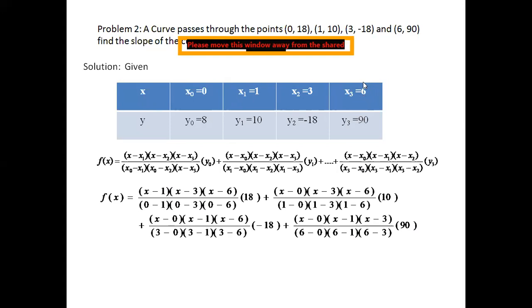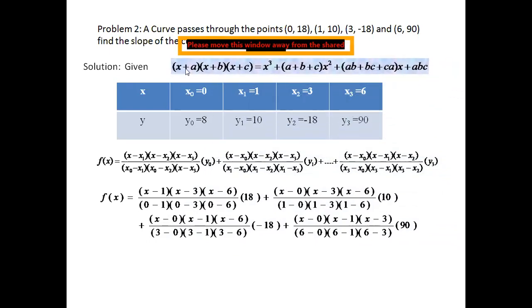That means satisfying all the 4 points, that means the curve which passes through all these 4 points. Now you have to simplify this. But how to simplify here? The numerator of every term is in the form x plus a into x plus b into x plus c. Whenever a product of this type is given, we can easily expand it using a formula you studied earlier.